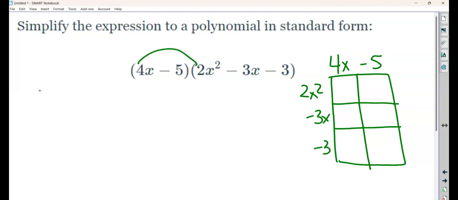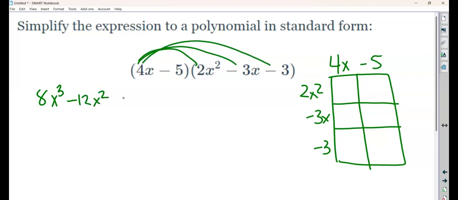Or you could go like this, 8x squared, 8x cubed, minus 12x squared, minus 12x, and now I'm going to move on to distribute the second term.